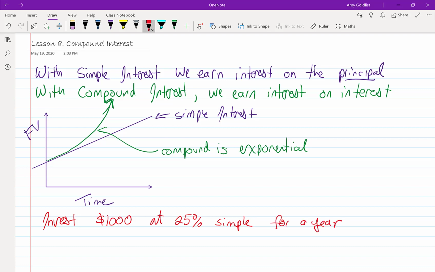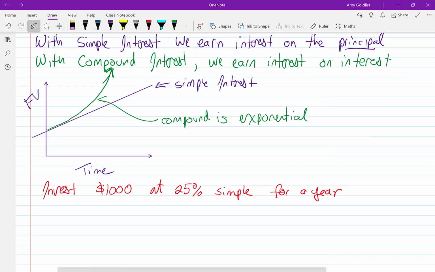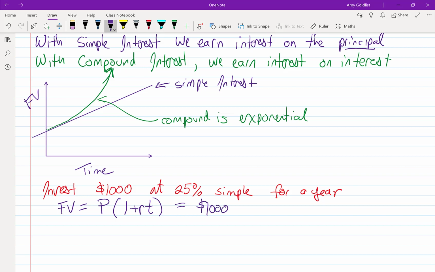In that case, our future value is going to be principal times 1 plus RT. Our principal was $1,000. 1 plus 0.25 times 1. Once I dump that into a calculator, I get $1,250. Okay, let's reinvest.